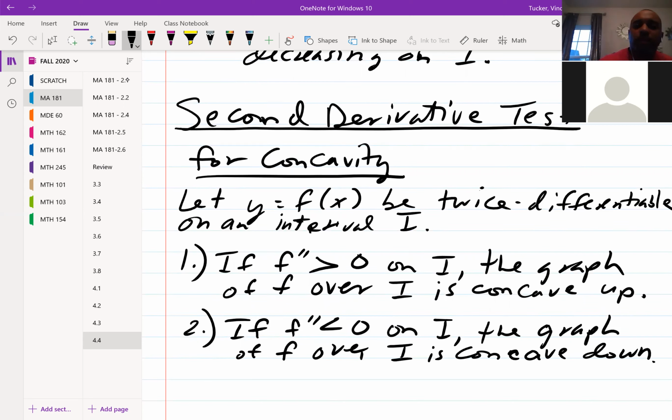All right, second derivative test for concavity. Let y equal to f of x be twice differentiable on an interval I. If f double prime is greater than 0, in other words positive, and that's the second derivative of your function, if that is positive on an interval, then the graph of f over I is concave up. If the second derivative of your function is negative, in other words, less than 0, on the interval, the graph of f over I is concave down.